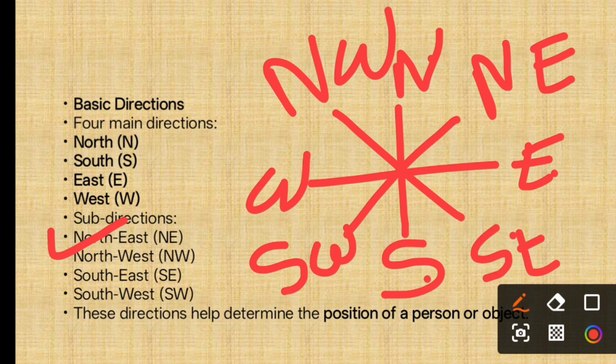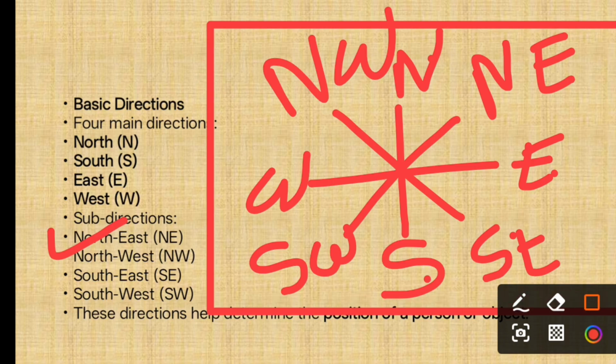So students, let's understand what a direction is, and what the main directions and subdirections are. This chart is very important for all directions, because this chart helps us to solve the problems. How to solve the problems depends on this chart. It means directions help to find the position of a person who turns right or left.